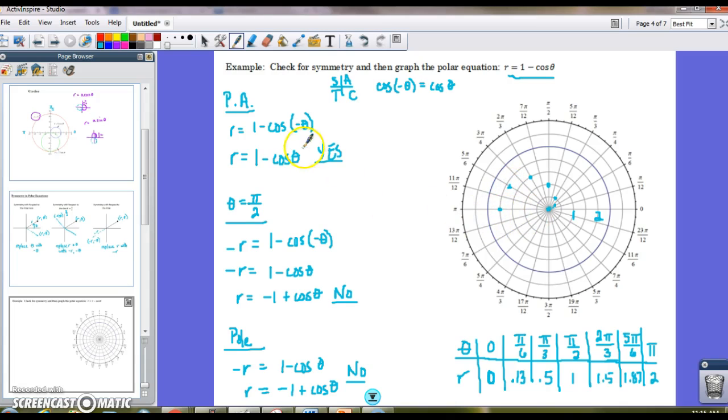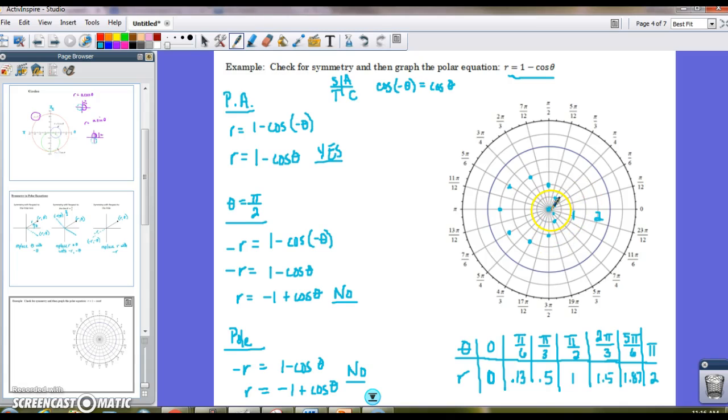Okay, now again, remember I have polar axis symmetry, so I'm just going to plot these same points on the other side of my pole. So here I'd be down here, just shy of 2, and then at 4 pi over 3, I'd be at 1.5. At 3 pi over 2, I'd be at 1. At 5 pi over 3, I'd be at 0.5. Whoops, right here, 5 pi over 3. And then at 11 pi over 6, I'd be in here like that.